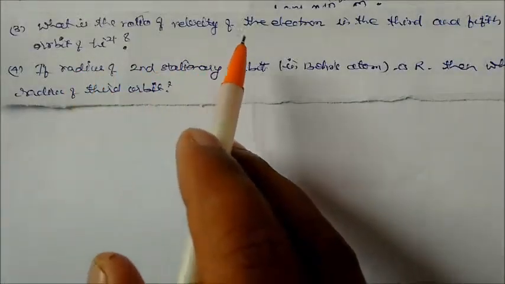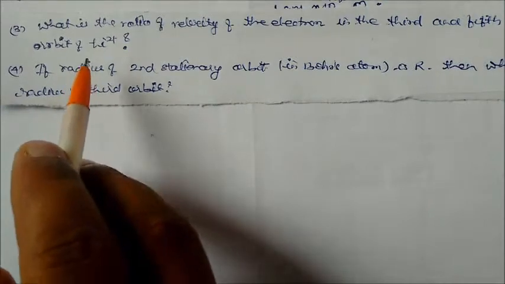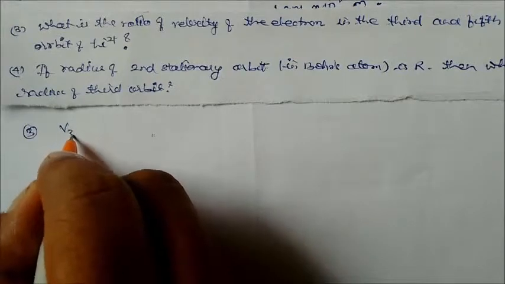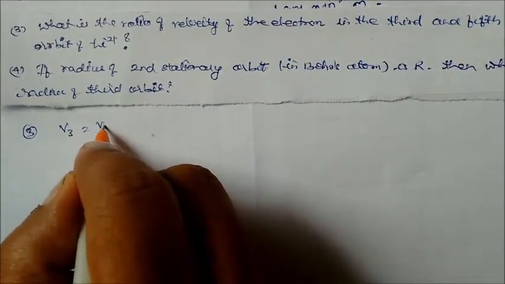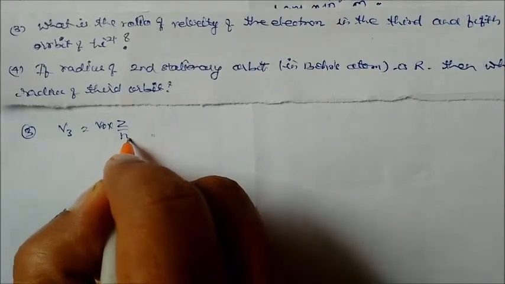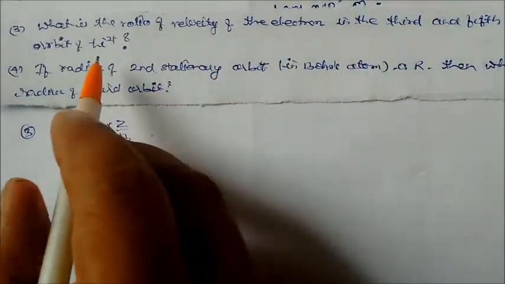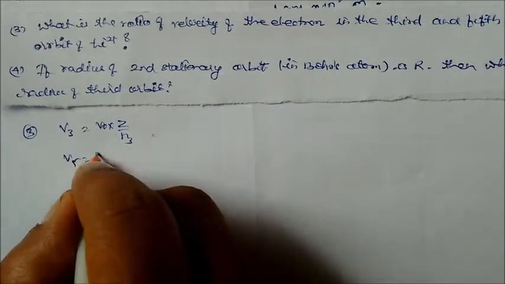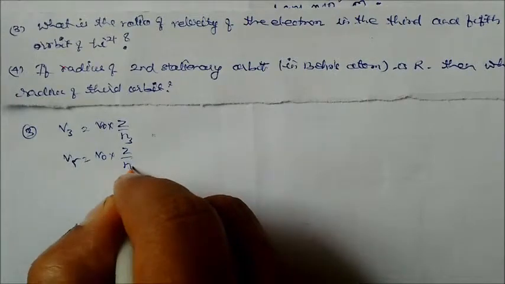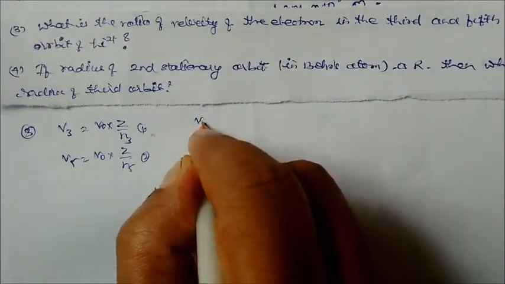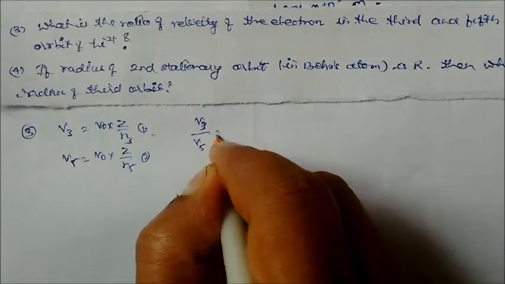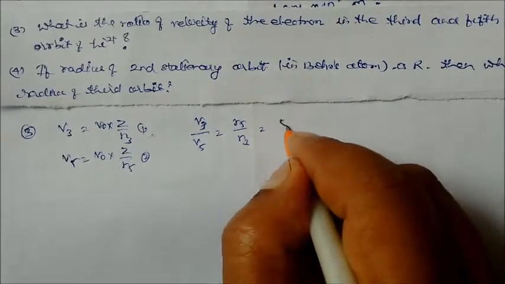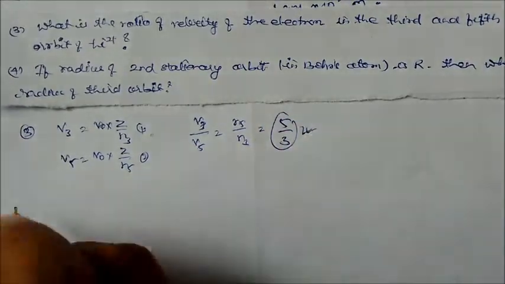What is the ratio of the velocity of the electron in the third and fifth orbit of lithium dipositive ion? In the third question, the velocity of the third orbit is v naught times Z by n, where n is 3 and the atom is lithium. Similarly, for the fifth orbit, the velocity is v naught times Z by 5. This is the first equation. In the second equation, velocity 3 by velocity 5 becomes n5 by n3, so the ratio will be 5:3. This is our answer.